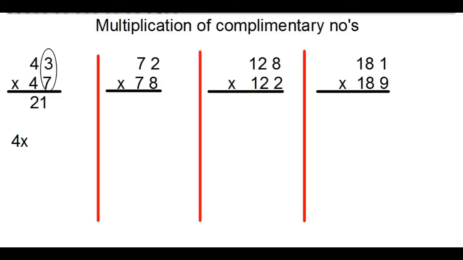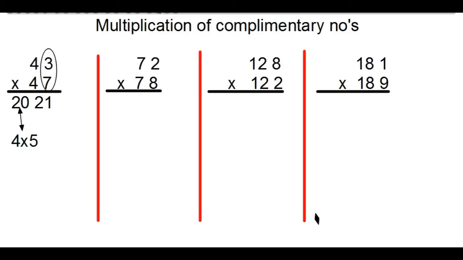So the number which comes after 4 is 5. So 4 into 5 is 20. So that 20 is the remaining part of the answer. As you can see here, multiplication of complementary numbers is a very simple process. First, we multiply the unit spaces and write the result in the answer, and then take the tens place and multiply with the next integer, that is 4 into 5, 20 comes in the answer. So there are only 2 steps for multiplication of complementary numbers.